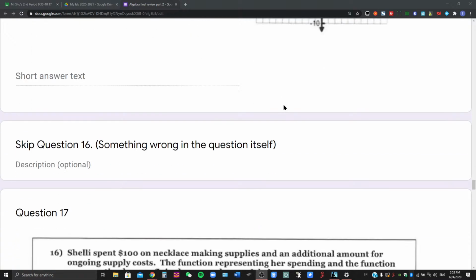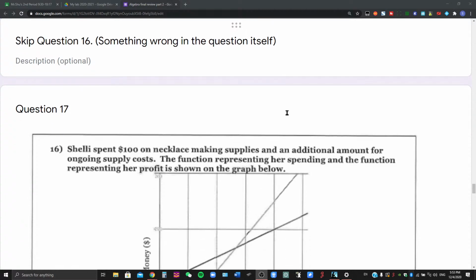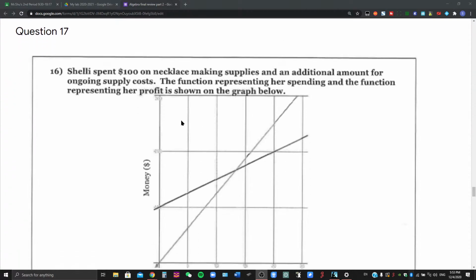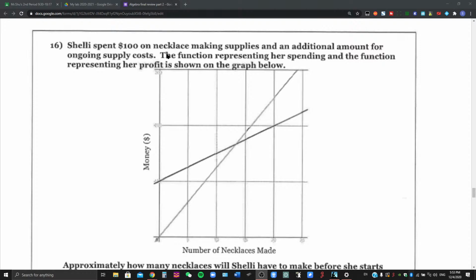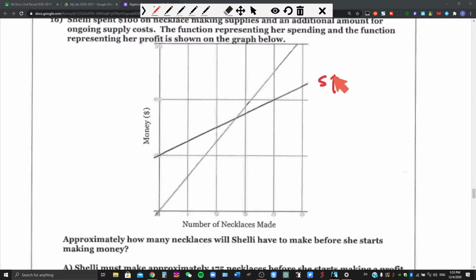Okay, question 16. Question 16, something is wrong with the question itself, so we are going to skip it. It's wrong because if you read the graph, it says Shelly spent $100 on necklaces, making supplies, and an additional amount for ongoing supply cost. This function shows her spending and her profit. So one is the spending, one is the profit, and we can safely assume that maybe this is the spending. Maybe this will be the profit.